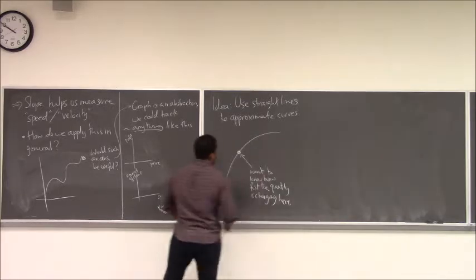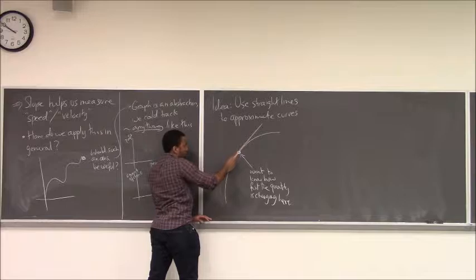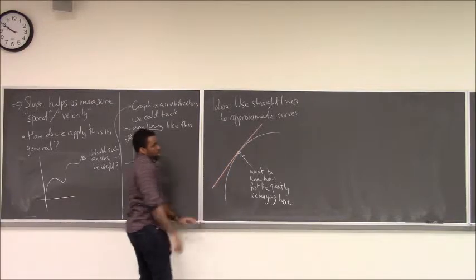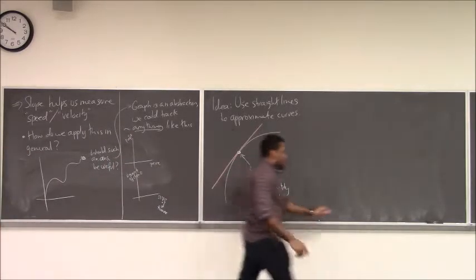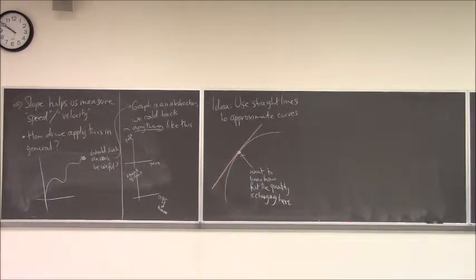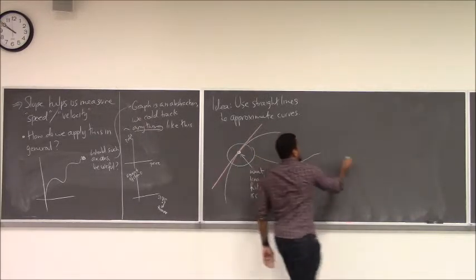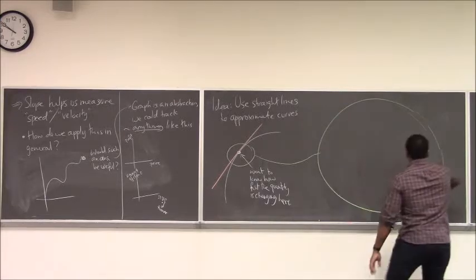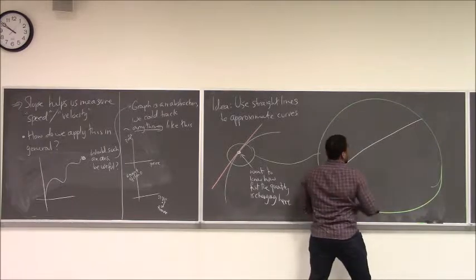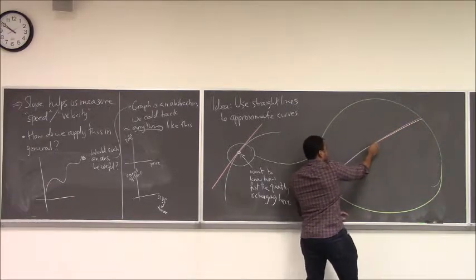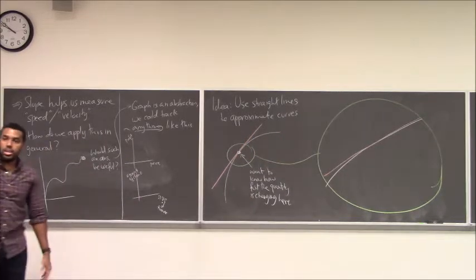How about if we're able to draw a straight line that's going to pass through that point we care about, but touch the curve in such a way that if we were to zoom in, if we were to take that and look at it on a much larger scale, the curve and the line will be nearly indistinguishable. That's the idea.